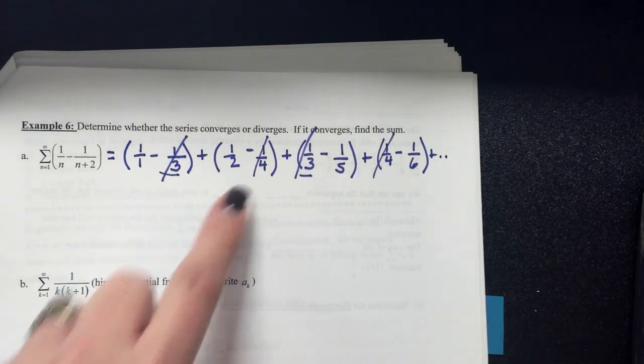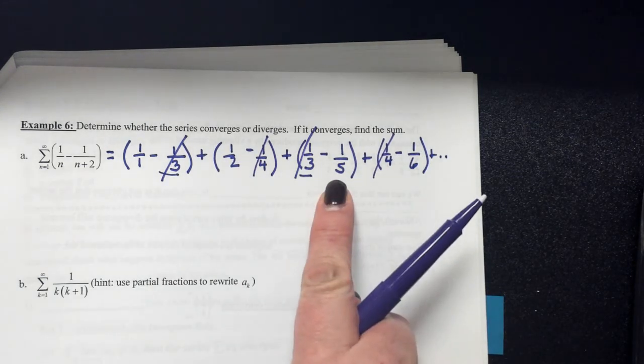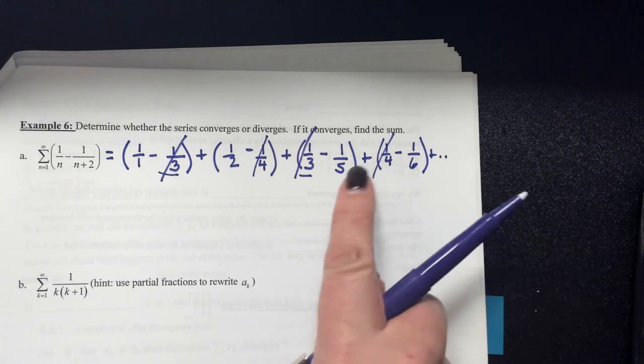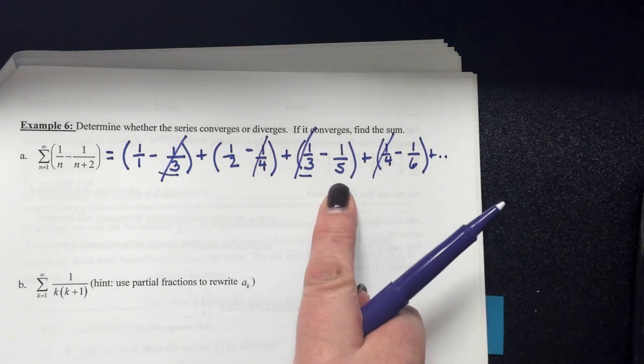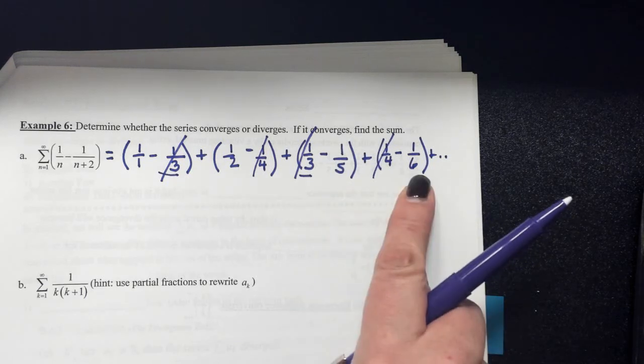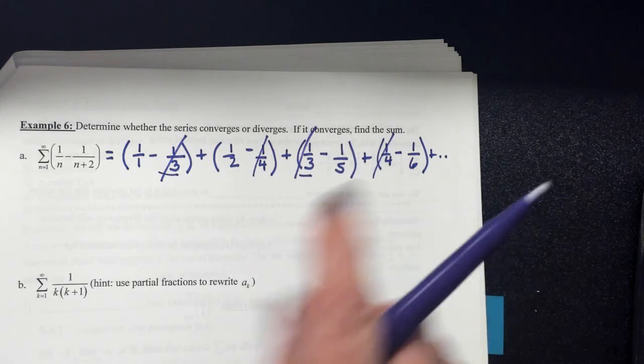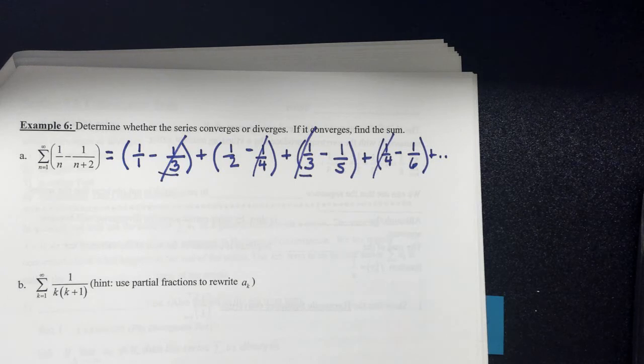And if I was to take this out more terms, you agree with me that negative 1/5 would cancel out when I plugged in 5 for n. And the same thing would continue on. So that's the collapsing of the series that I was talking about.